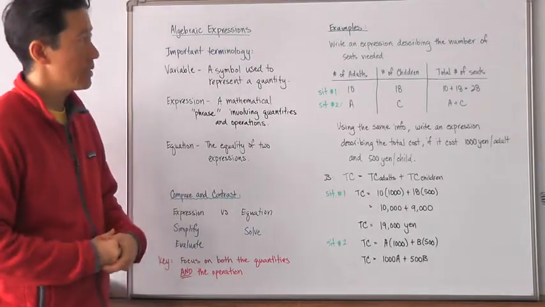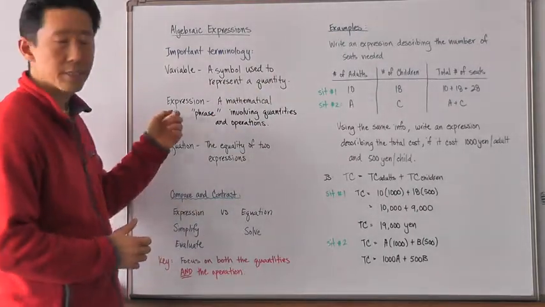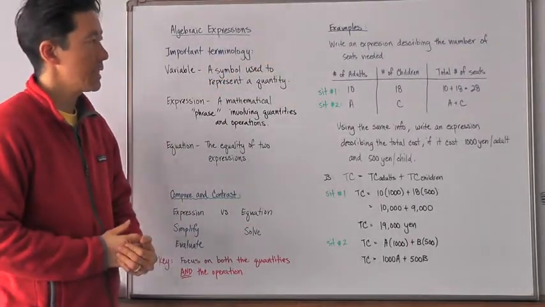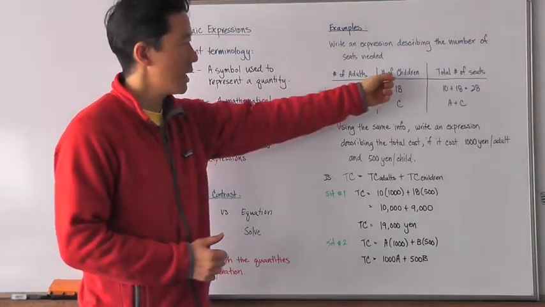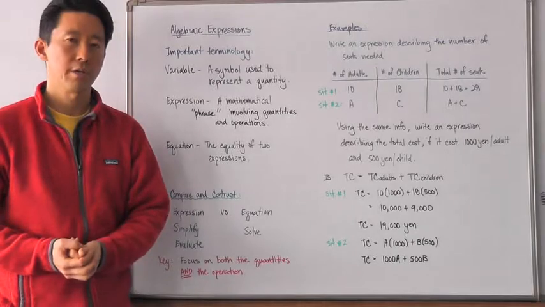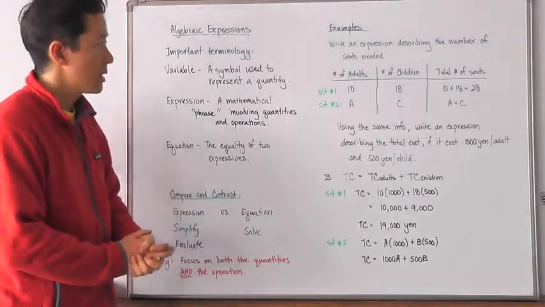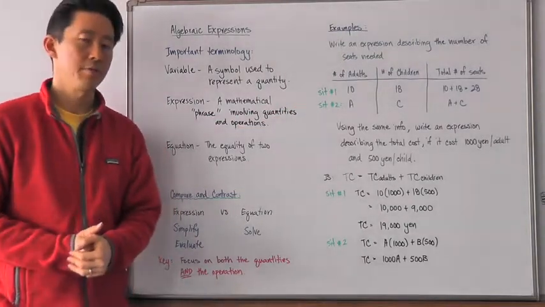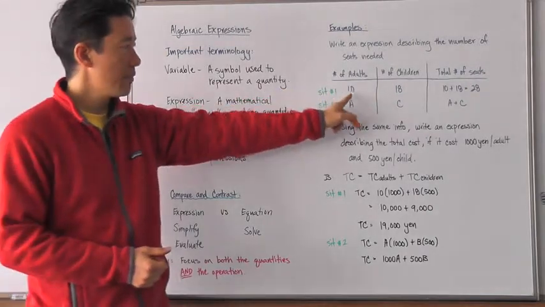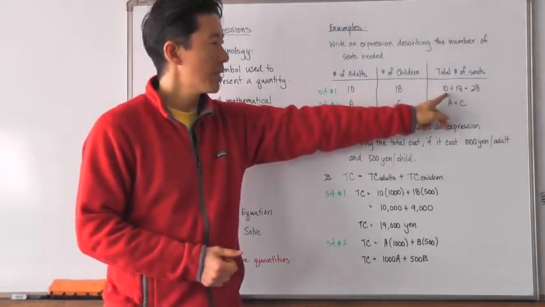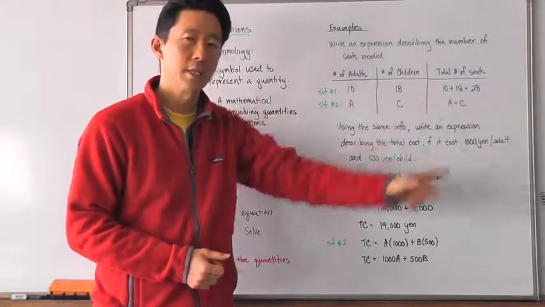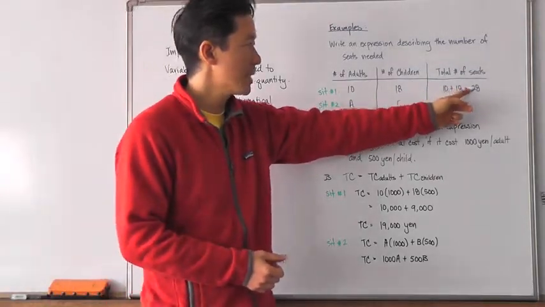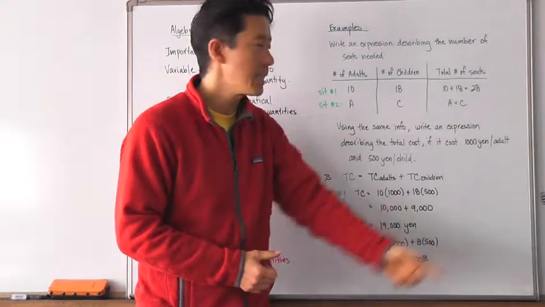Okay, so let's go ahead and take a look at some examples of expressions, because this is where we'll start. Let's say it says write an expression describing the number of seats needed for the number of adults and the number of children in a particular group that is going to a movie theater. So let's take a look at situation 1 and situation 2. In situation 1, I'm given particular values so that when I determine the total number of seats, I can simplify to say that the total number of seats is 10 plus 18, or 28 seats.